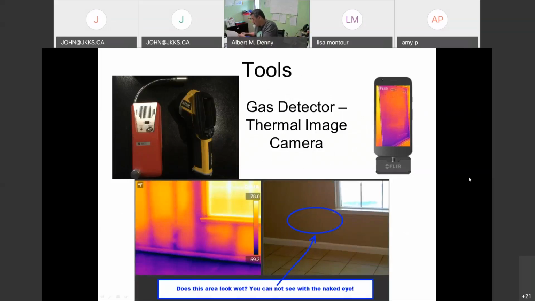A few more tools. Well, here's a few more tools I want to talk about: a gas detector and a thermal imaging camera. Over to the left-hand side, you'll notice this red one is what I call my gas sniffer or gas detector. That, again, just to give you a ballpark range, is about $300 to $400, and it goes up from there.